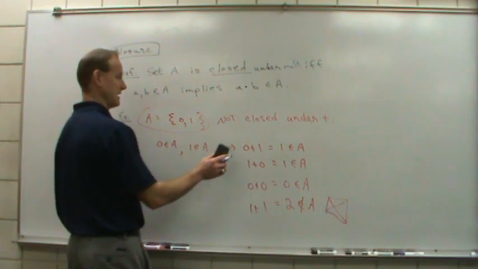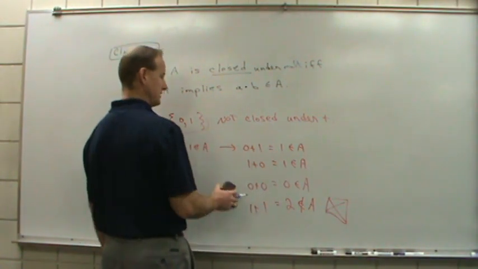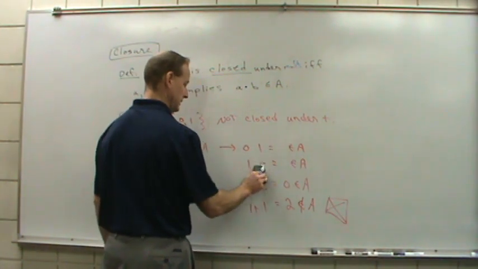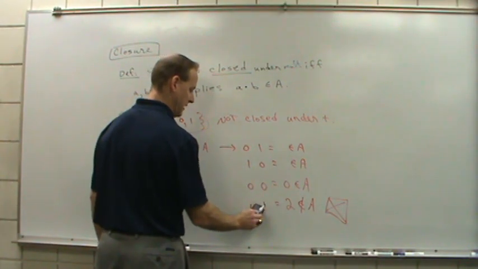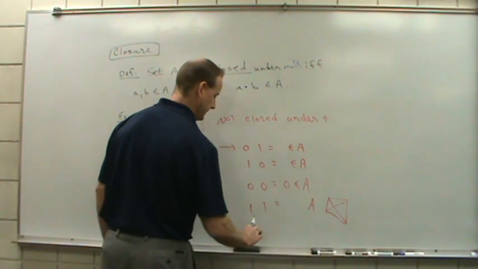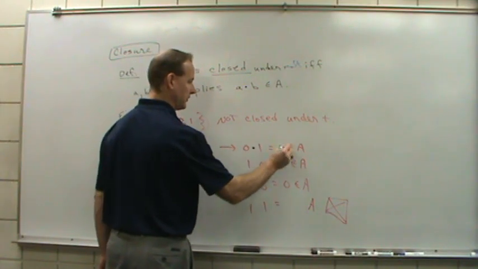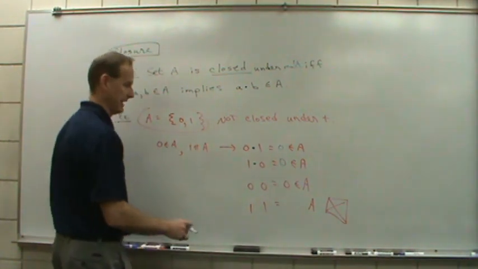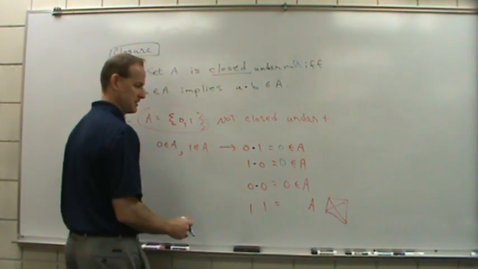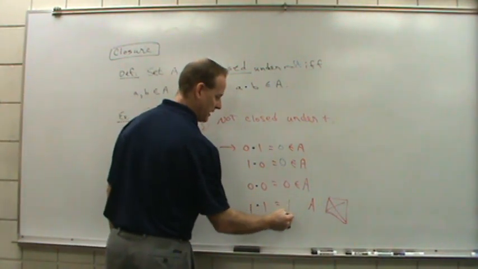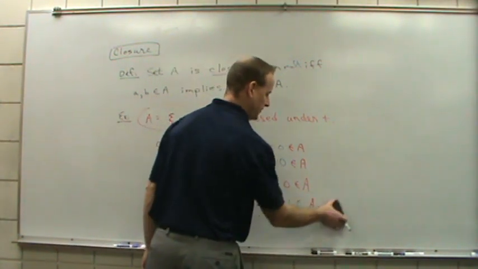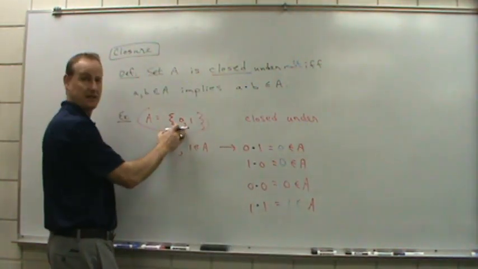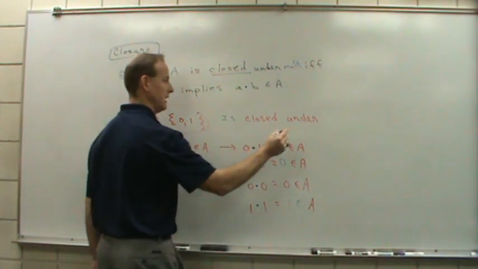Let's look at this set. We said it's not closed under addition. What about multiplication? Well, basically we can look at all possible outcomes here. If I take 0 times 1, that's going to equal 0, which is an element of A. If I take 1 times 0, that equals 0, which is still an element of A. If we take 0 times 0, I get 0, which is an element of A. And if I take 1 times 1, I'll get 1, which is an element of A. So I do not have that contradiction, and we can say that the set containing 0 and 1 is closed under multiplication.